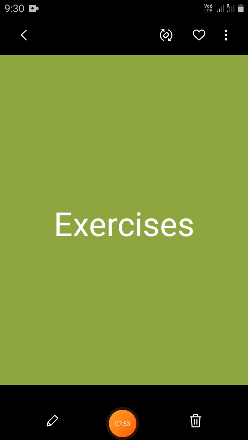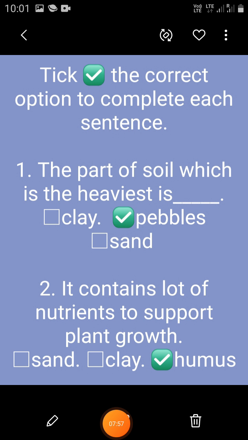So students, now we will do some exercises. Tick the correct option to complete each sentence. First one: the part of soil which is the heaviest is dash. Given options are clay, pebbles and sand, and the correct answer is pebbles. The part of soil which is the heaviest is pebbles.